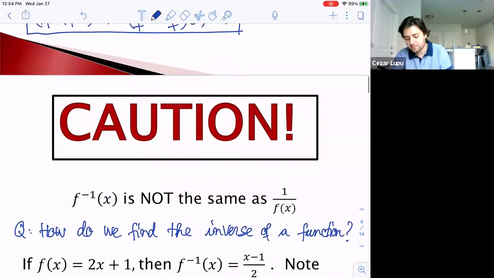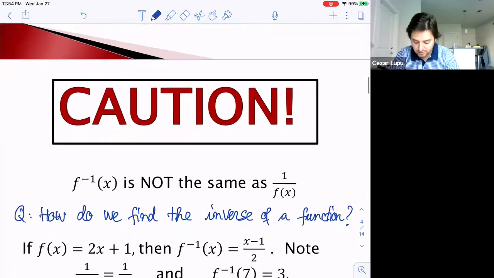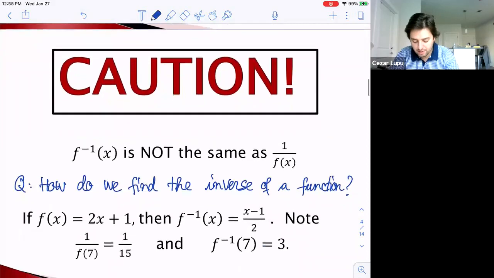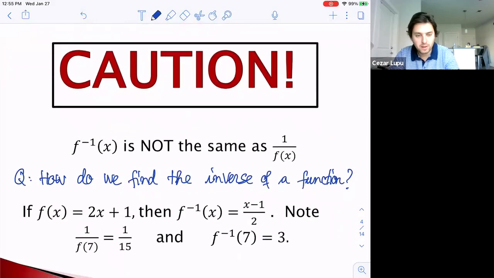So look here. If f of x is 2x plus 1, then f inverse of x is x minus 1, everything over 2. You'll be like, oh, how did you find this? There is a procedure to find the inverse of a function, and I will describe it. Let me emphasize again that if f of x is 2x plus 1, then by some miracle, we'll see how, f inverse is x minus 1 over 2.